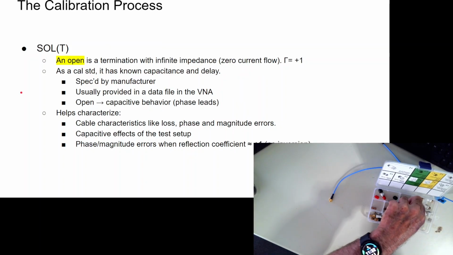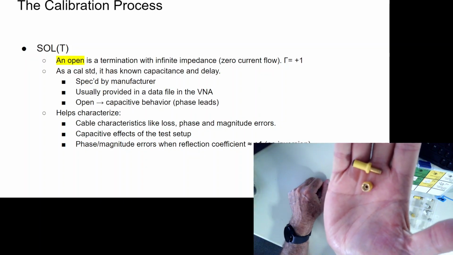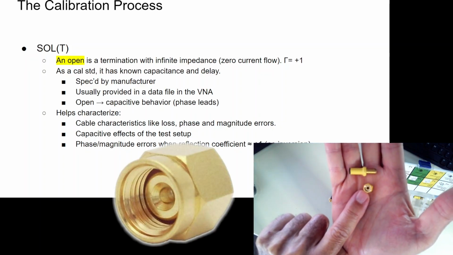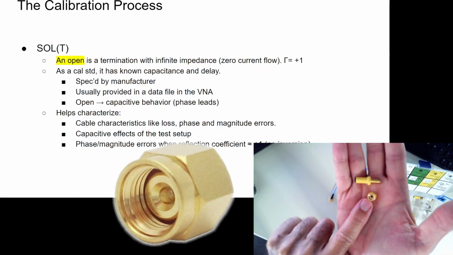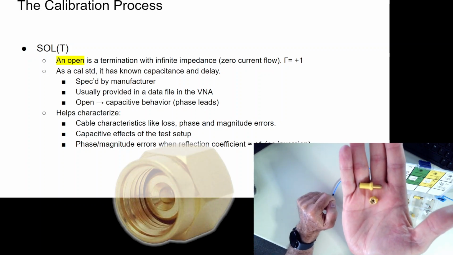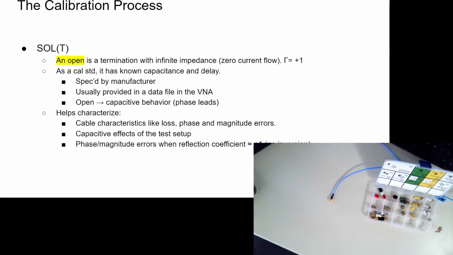Mechanically, they look pretty much the same. The main difference is in here, there is no center pin. It is basically a ground cap, but it doesn't ground the center pin, so it's an open. There is still a distance, and with that there is some phase delays. There will be some stray capacitance, which will cause phase leads. These characteristics help us define things in the cable like its loss, phase, and magnitude errors.